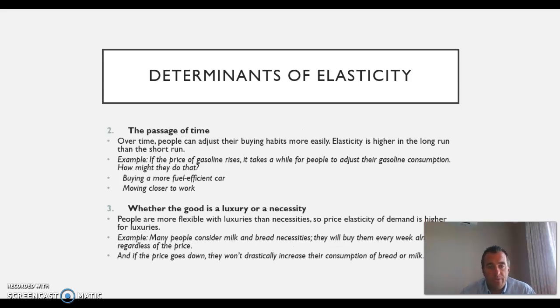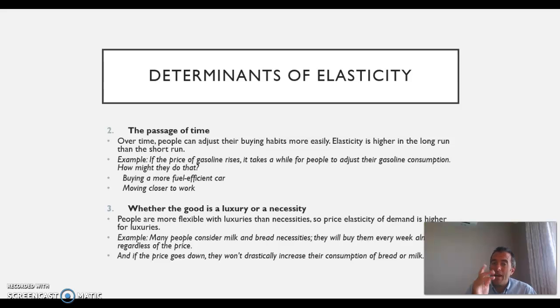Another example of the determinants: passage of time, more time available. The more time I have to make decisions, purchase a product, the more time I can really decide on what I want to do. So if the price of gasoline rises, it takes people a while to make adjustments. I have to buy a fuel efficient car. Maybe I have to move closer to work.